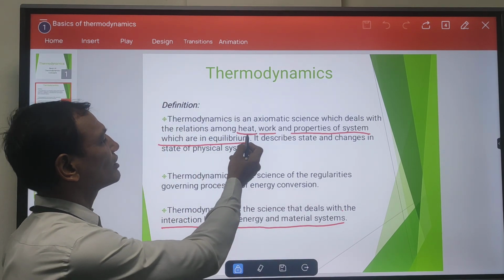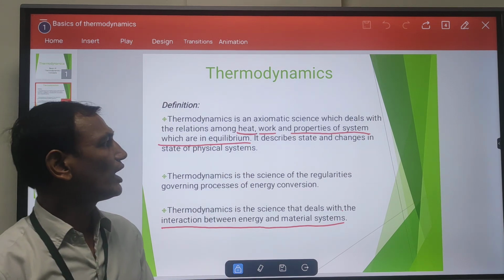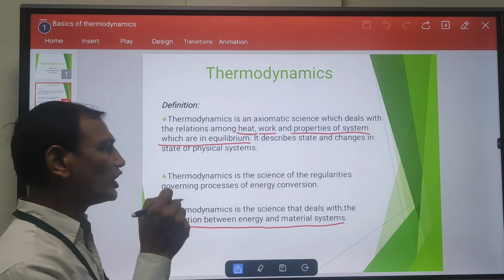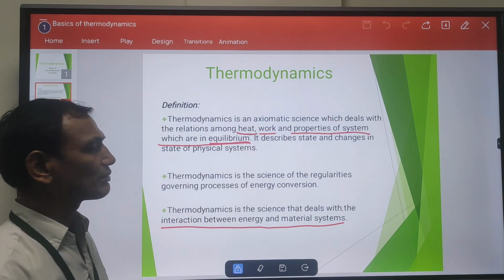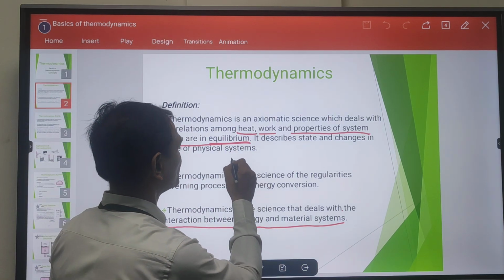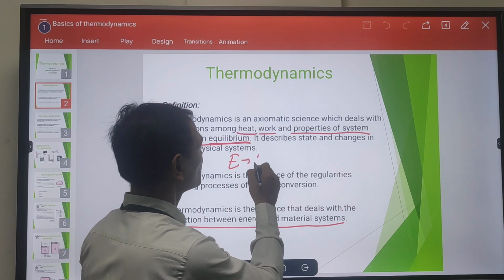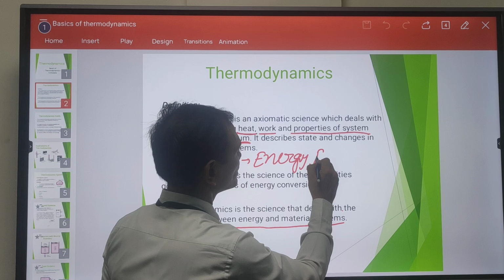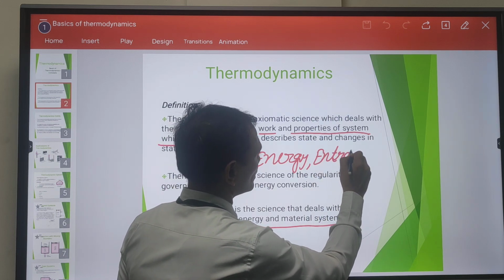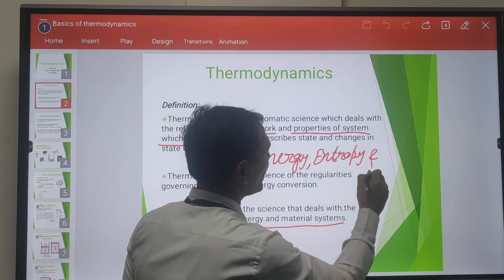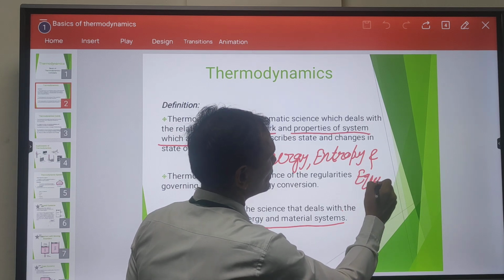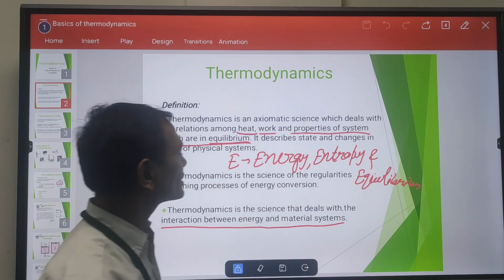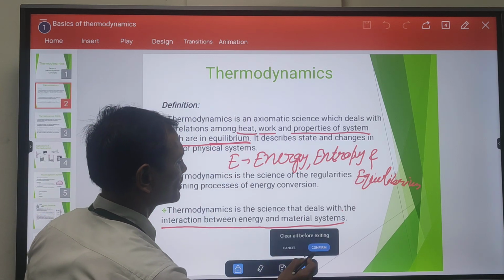So here all things, heat, work and properties of systems, are discussed, but the systems are in equilibrium condition. And thermodynamics is based on the three E's: first, energy, entropy and equilibrium. I will discuss them one by one.